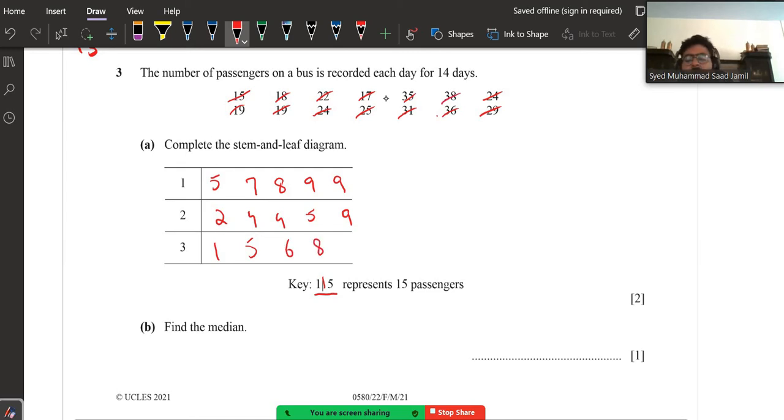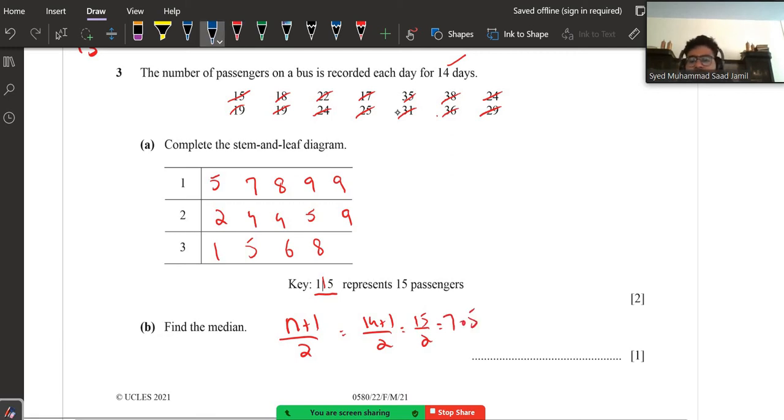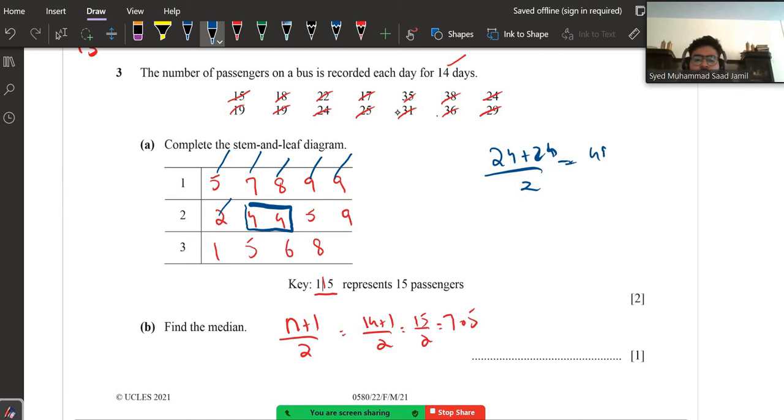Median basically refers to the middle number. So we will use a formula n plus 1 divided by 2. N is basically 14. So 14 plus 1 divided by 2 is 15 upon 2, which is 7.5. 7.5 is not the answer. Don't make this mistake of writing 7.5 as the answer. 7.5 basically means the 7th and the 8th number. So this is the first number, 1, 2, 3, 4, 5, 6, 7 and 8th. So it's going to be 24 plus 24 divided by 2. Answer is 48 divided by 2.